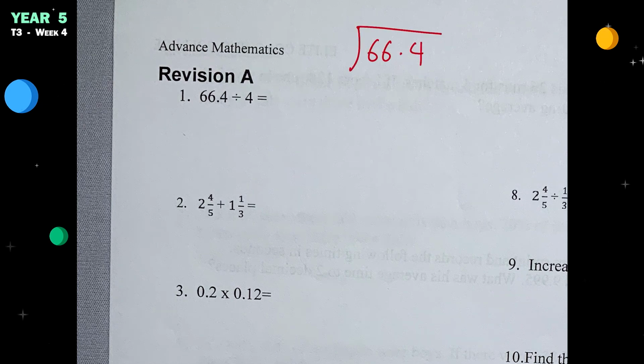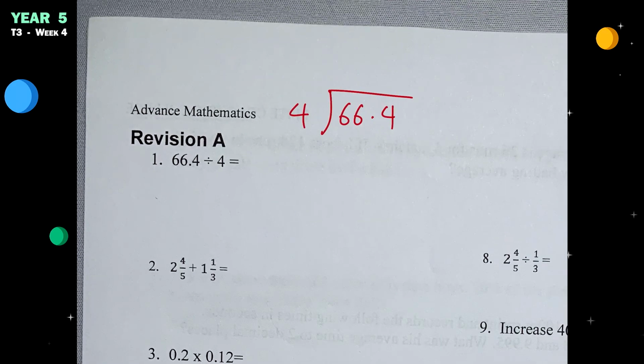66.4 divided by 4. 6 divided by 4 is 1. 1 times 4 is 4. Take away, you get a remainder 2. Bring a 6 down. 26 divided by 4 is 6. 4 times 6 is 24. Remainder 2. Bring the 4 down. And again, you get 6.